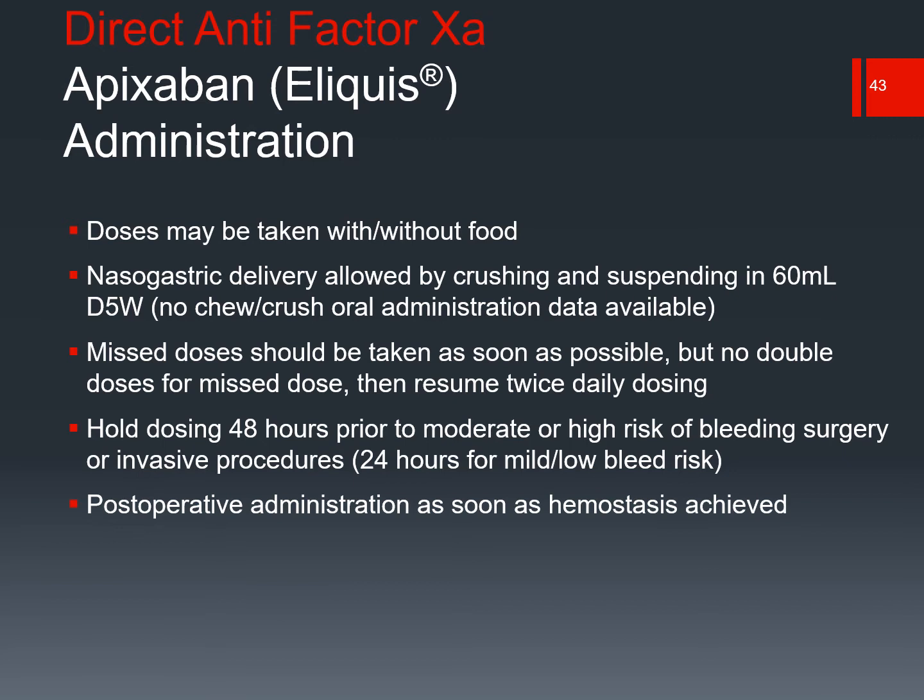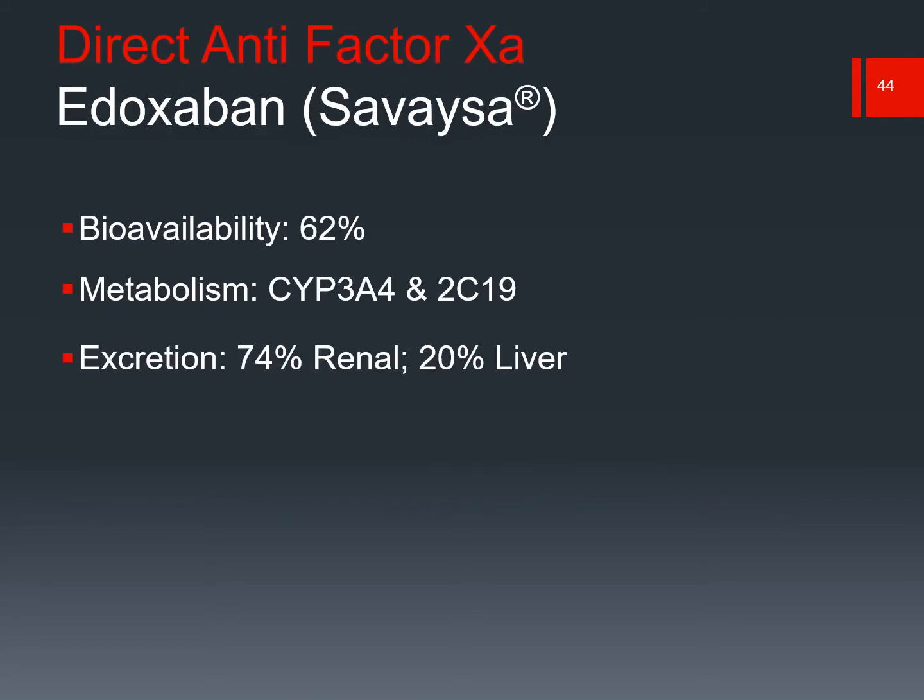Missed doses could be taken as soon as possible, but not doubling the dose. So if it's close to the time for your next dose, you just skip the missed dose and continue with your normal dosing strategy. Similarly, you should hold it prior to elective procedures and wait until you've achieved hemostasis before you resume it after the procedure.